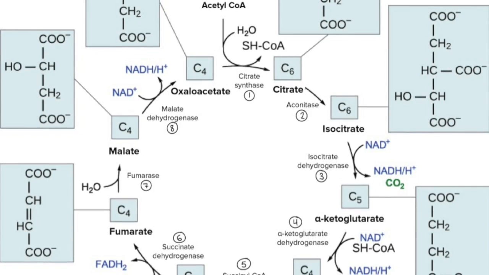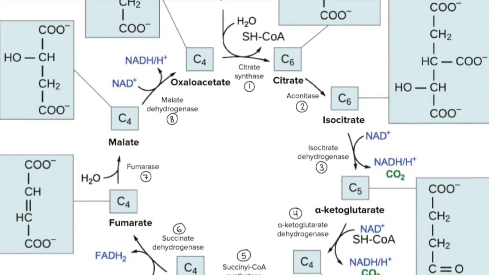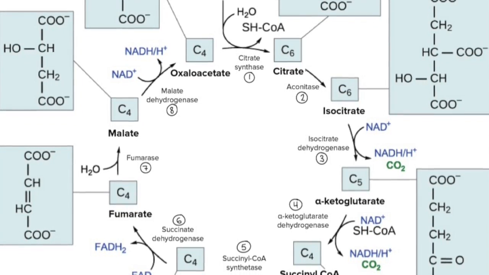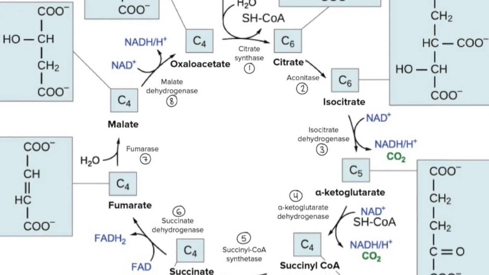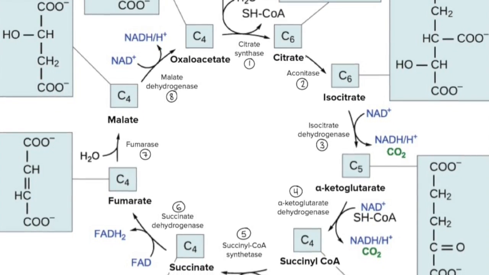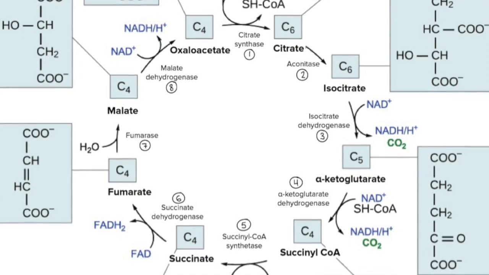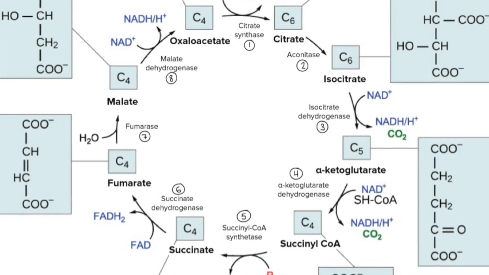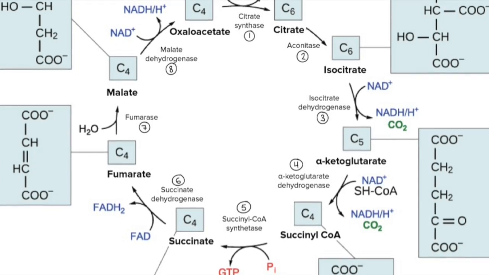The fourth step involves alpha-ketoglutarate dehydrogenase in a very similar fashion to the previous step. Alpha-ketoglutarate is oxidized, reducing NAD+ to NADH, again releasing a molecule of carbon dioxide. The remaining 4-carbon molecule gains coenzyme A, forming an unstable compound known as succinyl-CoA.